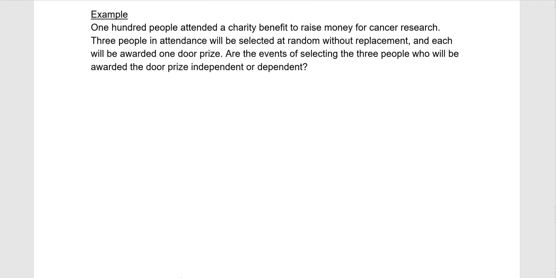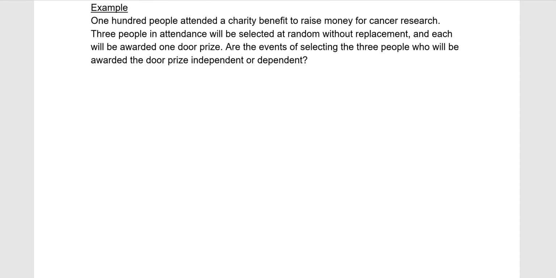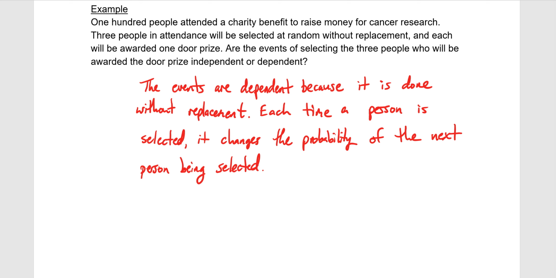So let's see an example here. 100 people attended a charity benefit to raise money for cancer research. 3 people in attendance will be selected at random without replacement, and each will be awarded 1 door prize. We want to know, are the events of selecting the 3 people who are awarded the door prize independent or dependent? The answer to this is that these are going to be dependent events because it's done without replacement. That means for this case, each time a person is selected, it's going to change the probability of the next person being selected.